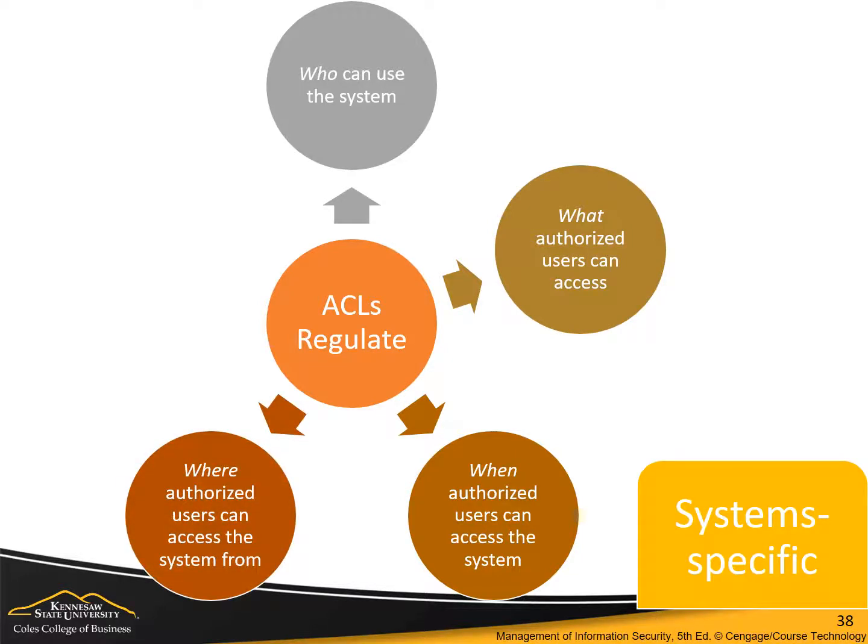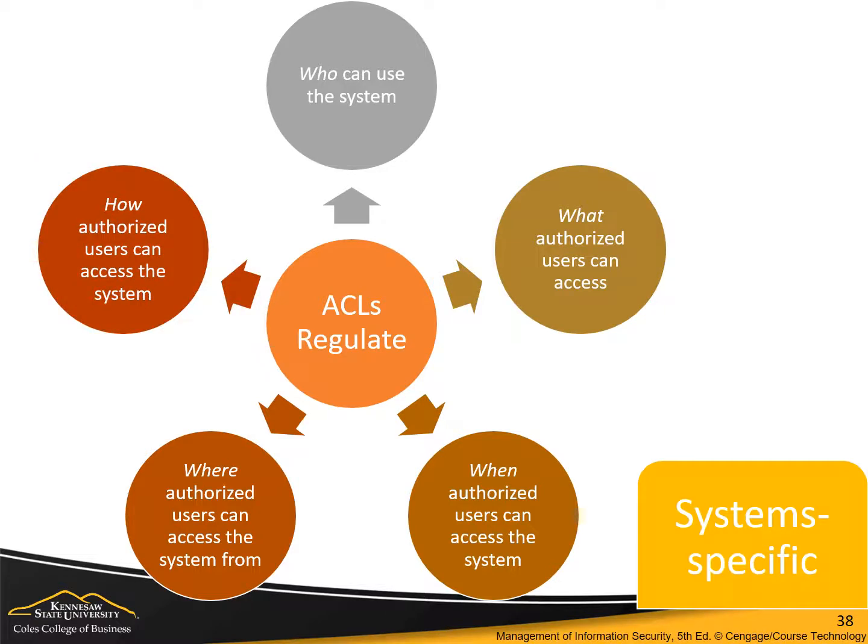Where authorized users can access the system from. Can they view healthcare information assets at home? What if they work remotely? What files can they access? Or can they email a file to another person? And finally, how authorized users can access the system. Do they need a password of 6 to 12 characters with at least one letter, one number, and one special character? Or do some systems require biometrics to access information assets, or two-factor authentication? These rules are specified in the access control levels.